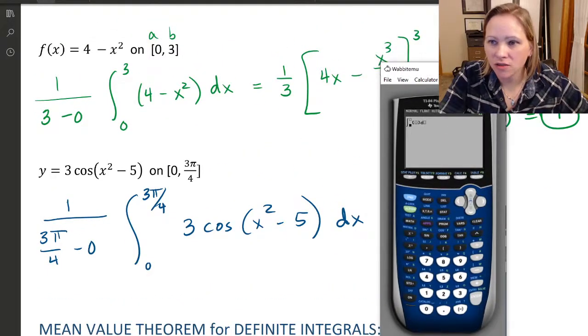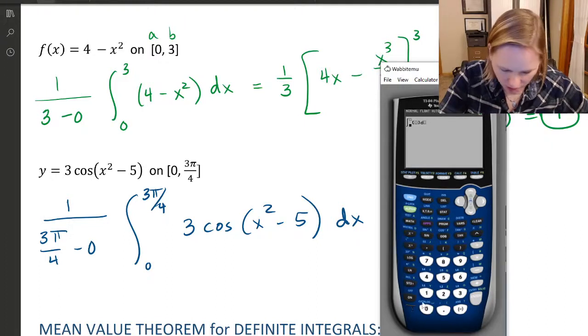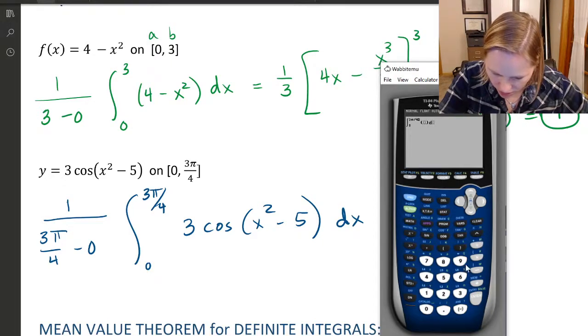Make it so we can all see what's happening. Math 9. I'm going to type in 0 to 3 pi over 4. And then I'm going to type in my equation, 3 cosine x squared minus 5 dx. Double check that I did everything right.